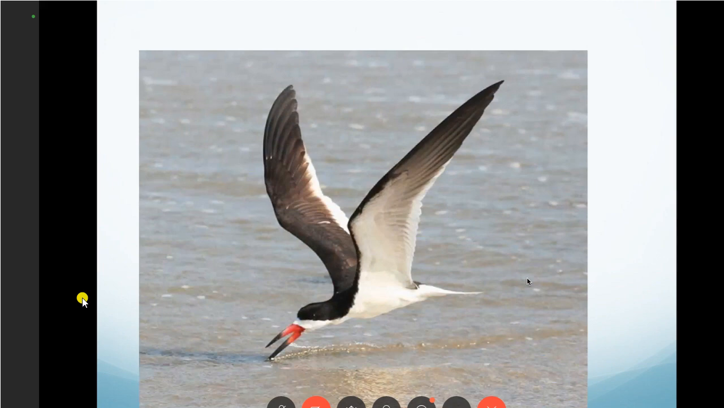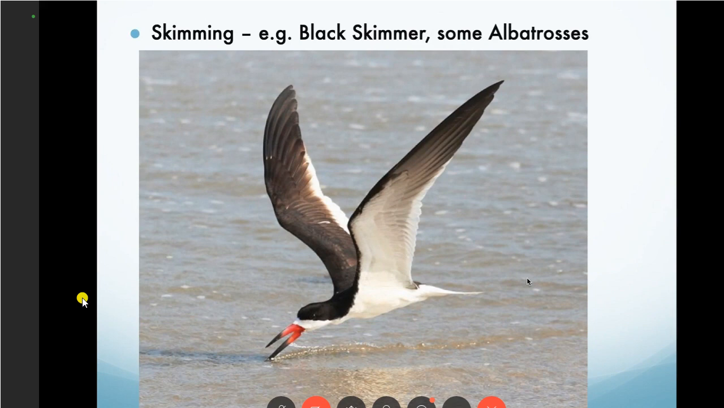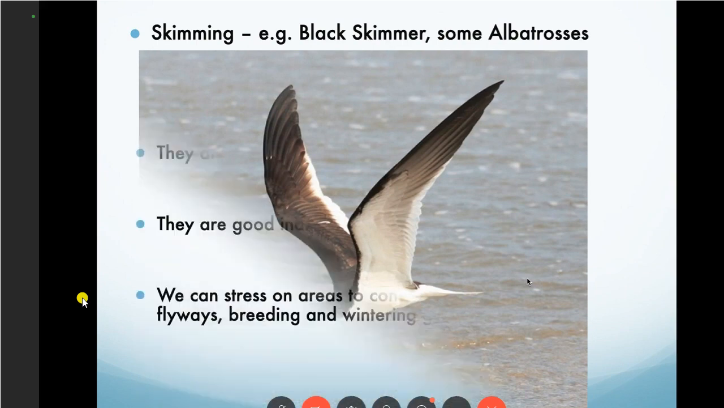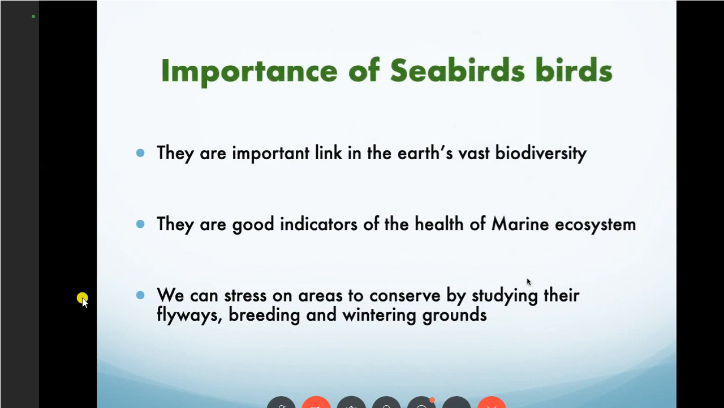This I'm sure most of you will be familiar with. This is a skimming technique, which we associate with the Indian skimmer in India. This is a black skimmer, not an Indian species. Some albatrosses also use this technique, where they open their beak and skim through the seawater, and if they find any prey, the beak shuts and catches it. This is quite an effective technique. I think we're done with the feeding techniques.